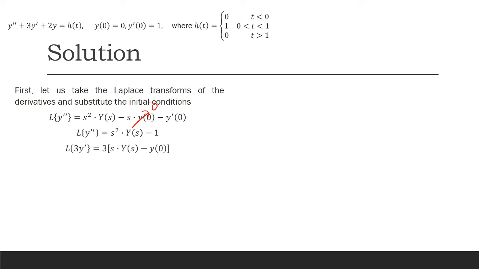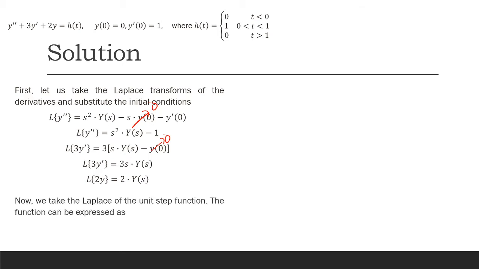Next, we have the Laplace of 3y prime, and that is 3 times s times Y of s minus y of 0. And y of 0, again, is 0. So, we will arrive at Laplace of 3y prime is equal to 3s times Y of s. And lastly, the Laplace of 2y is just equal to 2 times Y of s. Now, we have the Laplace transforms of the left side ng equation.